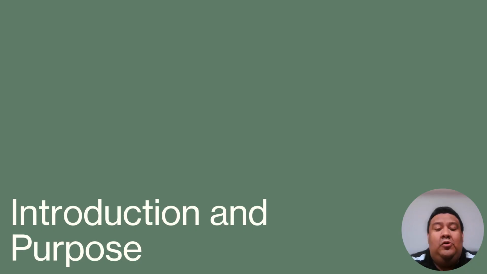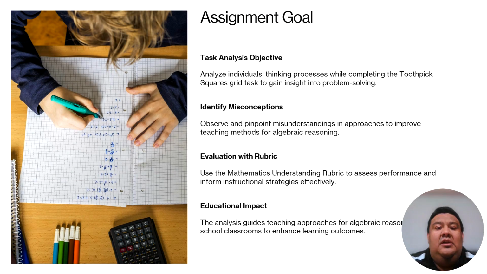So our assignment goal was to analyze two individuals' thinking while completing the toothpick square grid task, which is the activity that I decided to implement. The goal was to observe their approaches, identify misconceptions, and evaluate their performances using the mathematic understanding rubric that was attached to this week's module. The analysis helps me inform instructional strategies for teaching algebraic reasoning in my middle school classroom.